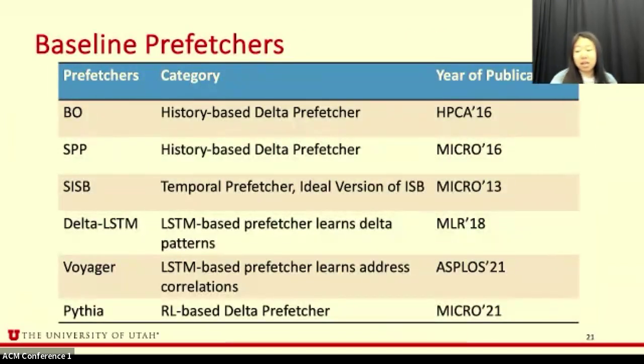For the results part, we are comparing against a range of recently published state-of-the-art prefetchers that include a history-based delta prefetcher, a temporal prefetcher, two LSTM-based neural prefetchers, and one reinforcement learning-based prefetcher. Each one has its corresponding emphasis, so you can see more details about our baselines in our paper.